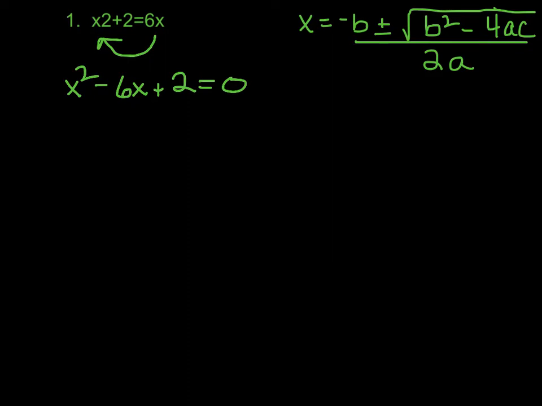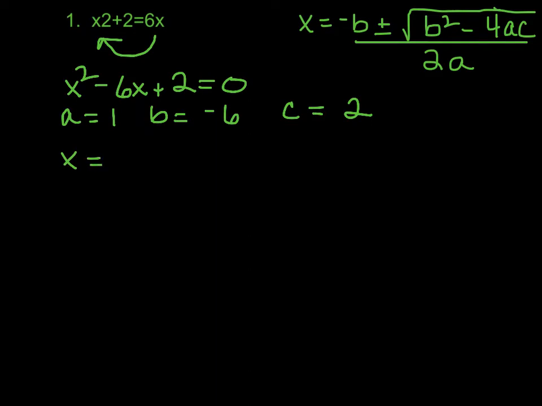So remember that a is always the number that's in front of your x squared term. So the number that's in front of your x squared term is a 1. Then your b is going to be the number that's in front of your x term, and the number in front of your x term is negative 6. And then your c is going to be the constant term, the number that's by itself, which is a positive 2. So then what we do is we simply start by plugging in those numbers into the quadratic formula.